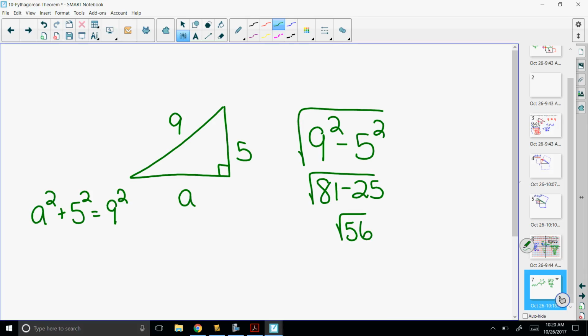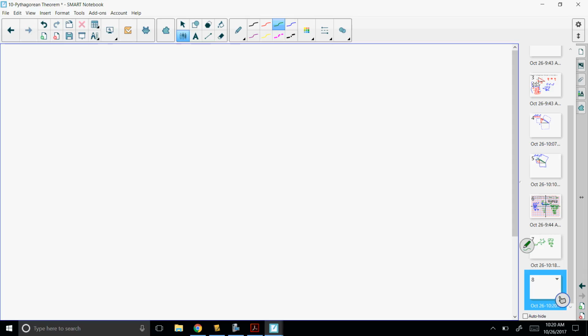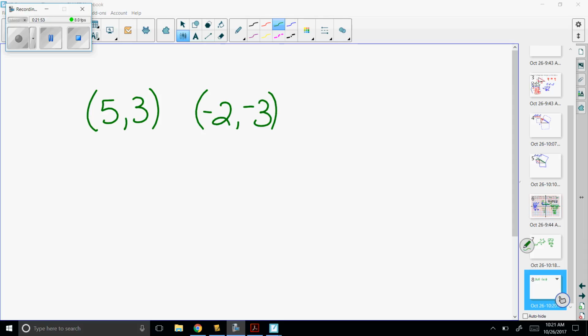Go ahead and solve. All right, one last example. I want you to find the distance between the following 2 points. The coordinate point 5, 3, and the other coordinate point is going to be -2, -3. I will give you a minute. Go. Can I do this without pulling up graph paper?